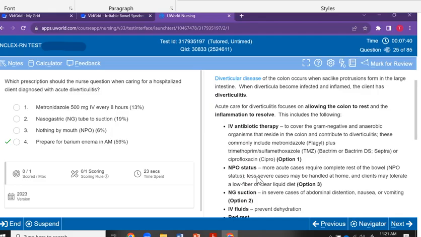So there you go. NPO status, more acute cases require complete rest of the bowel. I was going to say complete bed rest. Complete rest of the bowel, and it says less severe cases may be handled at home, and clients may tolerate a low fiber, clear diet. So just know NG suction, IV fluids, bed rest, not complete bed rest. Don't listen to me on that.